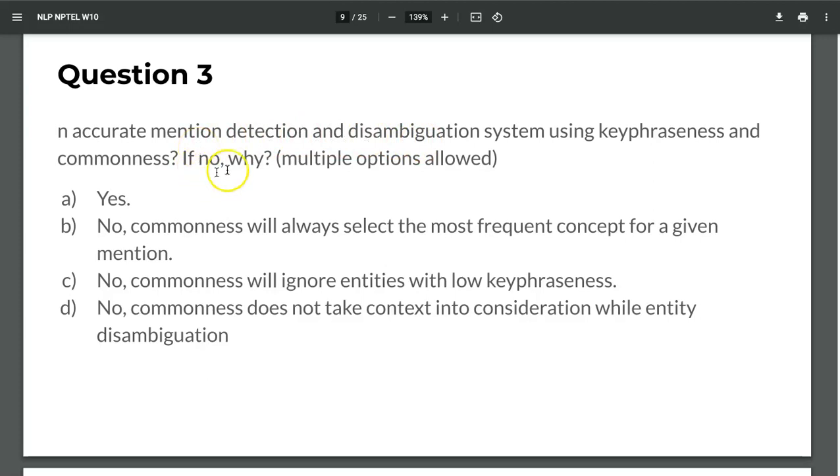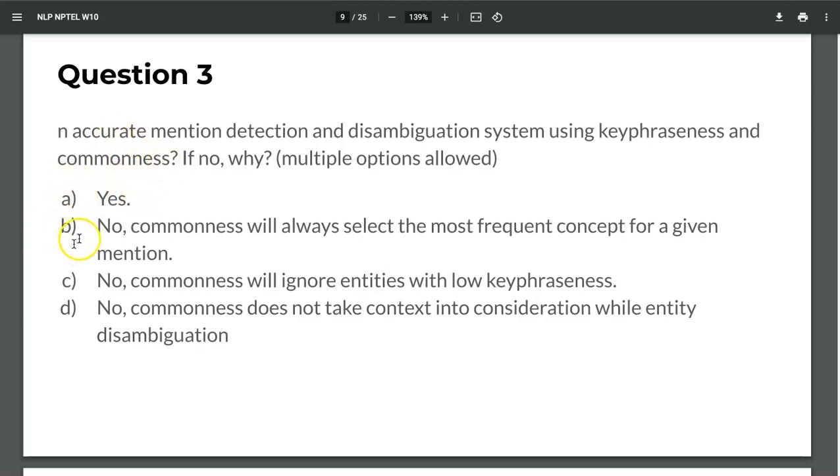So if they are not accurate, then why? So basically they are asking, is it accurate? No, we know that with keyphraseness and commonness the detection and disambiguation cannot be accurate. If you remember, when you are doing the disambiguation with the commonness formula, it will always bias towards the highest linked article. So that's why it is not accurate. So option A will be wrong.